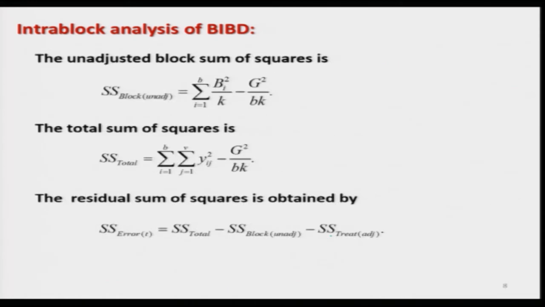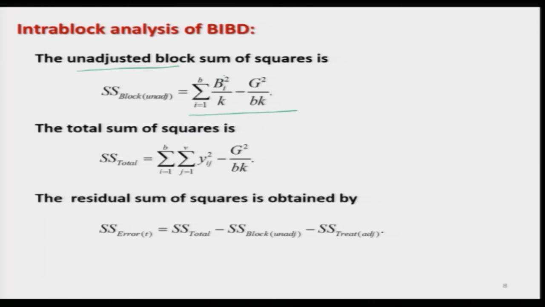Now, once we find the treatment sum of squares to be adjusted, obviously the block sum of squares is going to be unadjusted. And if you recall, in the case of incomplete block design, we had considered this unadjusted sum of squares due to block. That was obtained as the summation i goes from 1 to b, b_i square upon k_i, but now k_i here is actually k, because that is the required condition in the BIBD.